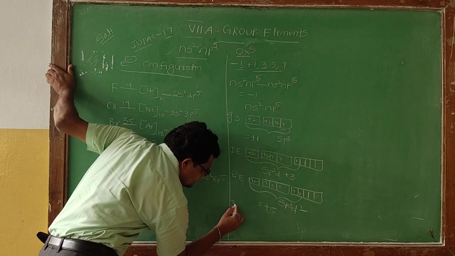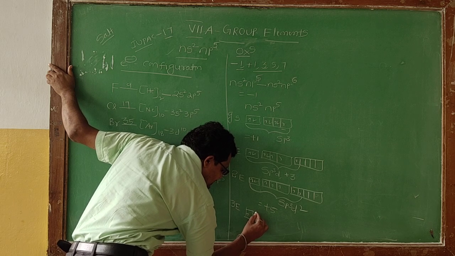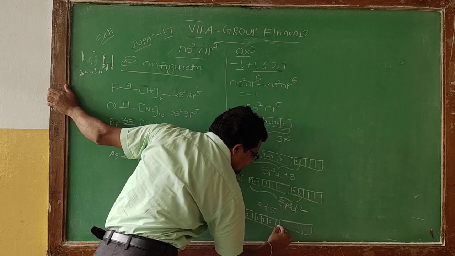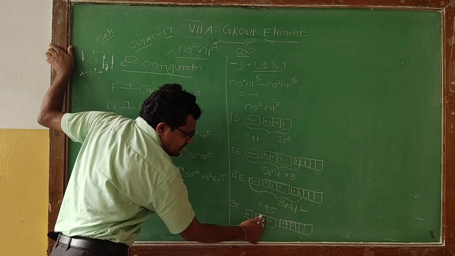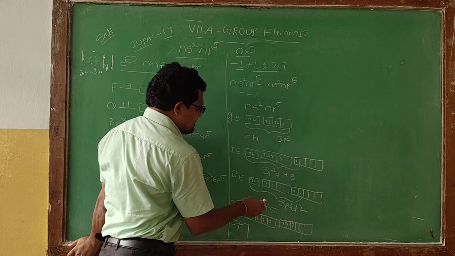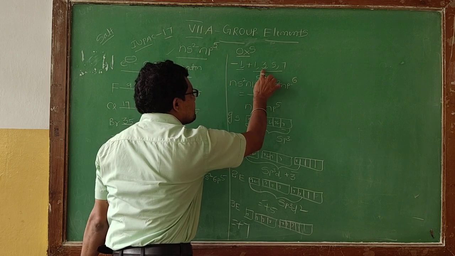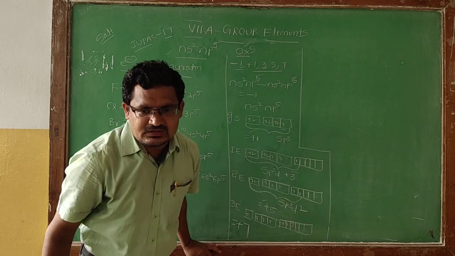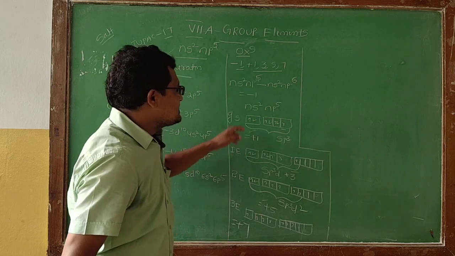Now the third excitation state. This lone pair enters the d side. s contains 1 electron, p contains 3 electrons, and d contains 5 orbitals with 3 electrons. How many unpaired electrons? 1, 2, 3, 4, 5, 6, 7. That's why its oxidation state is +7. Simply +1, +3, +5, +7. This is oxidation state. So the 7th group element oxidation states are -1, +1, +3, +5, +7.